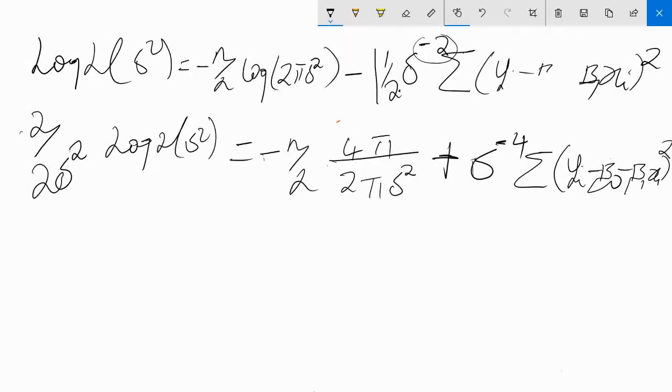Yes. I don't understand where this 4 pi comes from. What is the partial derivative of, let me write it here. What is the partial derivative of sigma squared with respect to sigma squared? What is the partial derivative of this? It's what? 1. It's 2, sir. It's 2.